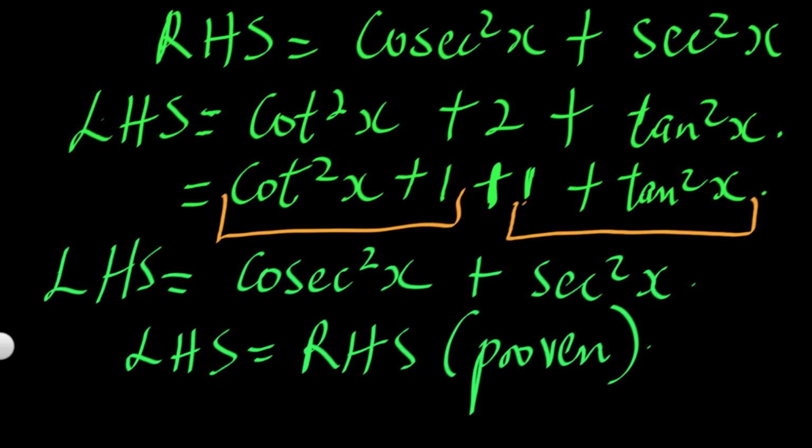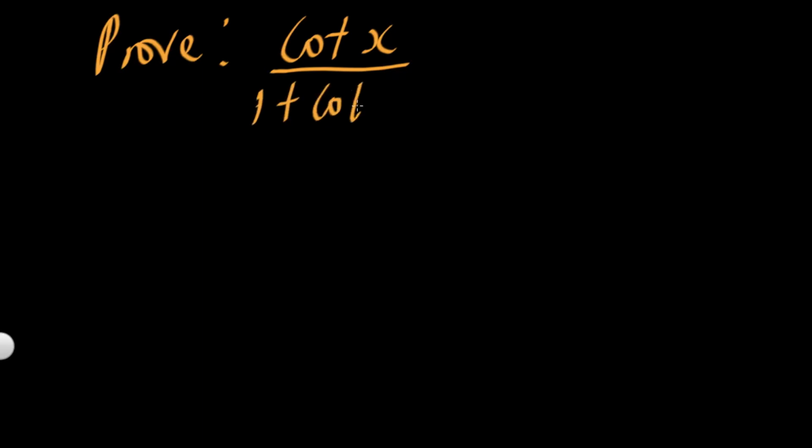I'm going to do one more where I'm proving an identity. One more example where I prove an identity. Prove that cot x over 1 plus cot squared x is equal to sine x cos x. We want to prove this.